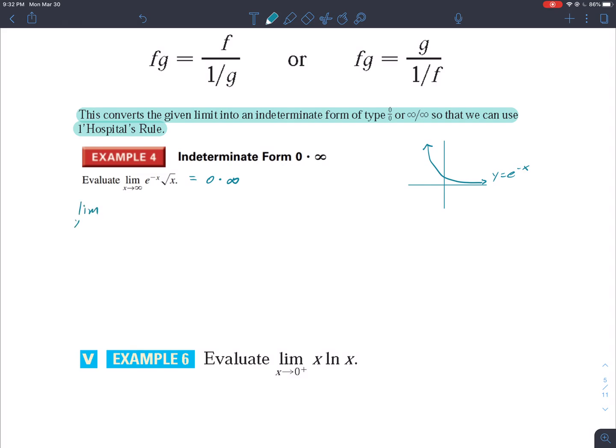So if I take the limit as x approaches infinity and I write this as square root of x over 1 over e to the negative x, then that algebraically is the same as the limit as x approaches infinity of square root of x over just e to the x, right? Because the negative x in the denominator here can be pulled up and made positive in this bottom fraction, and I can just write it as e to the x.